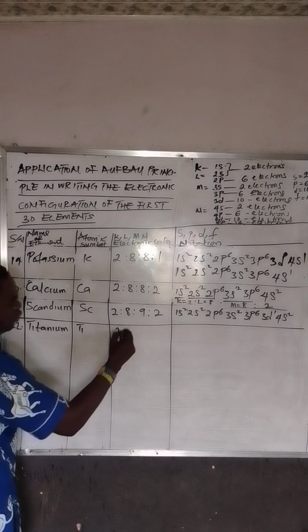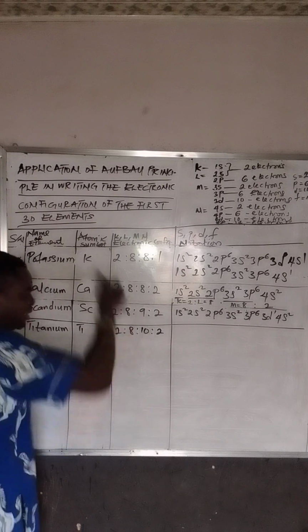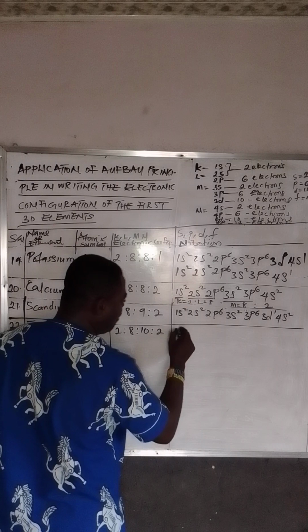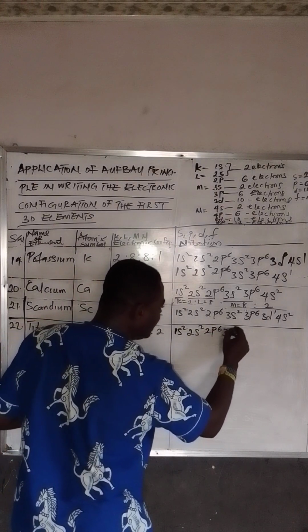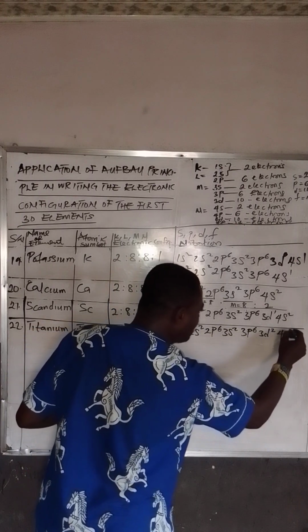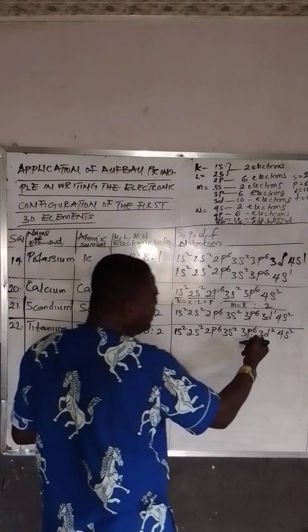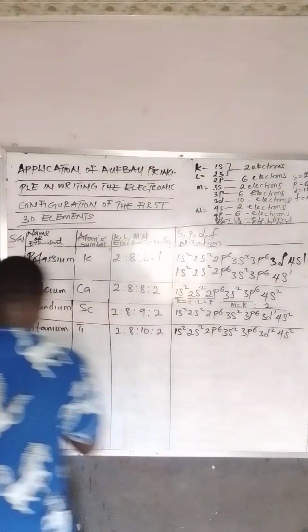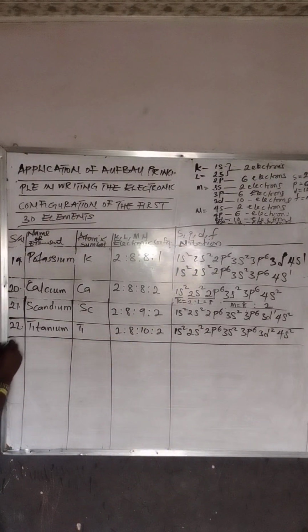Titanium, Ti: 2, 8, 10, 2. To understand this, visit the very first video. We have 1s2, 2s2, 2p6, 3s2, 3p6, 3d2, 4s2. I told you that the increment is on this shell because it is the 3d that we are filling last, despite the fact that it is not the last orbital, but we fill it last.